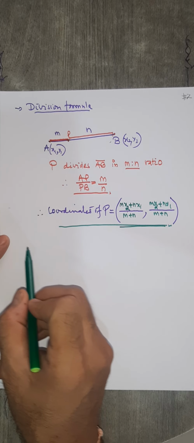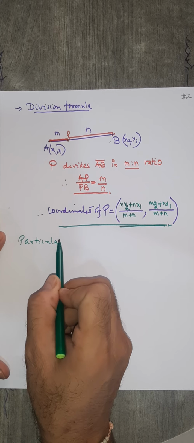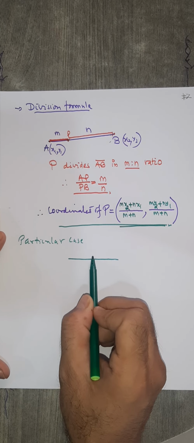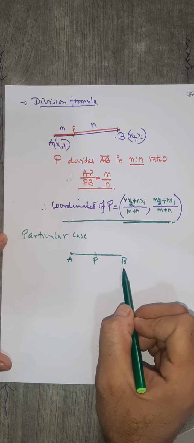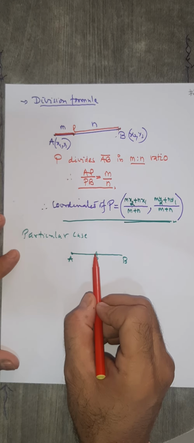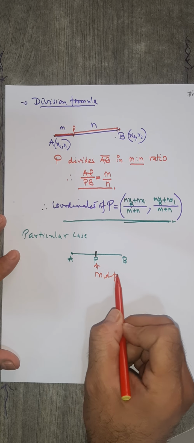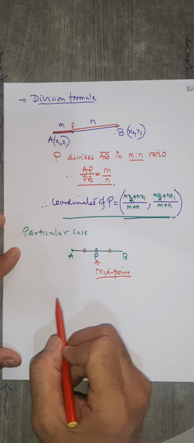Okay, now as a particular case, you can take point P exactly in the middle of the line segment AB. So here this becomes the midpoint. It is exactly in the middle of line segment AB, so this one and this one both are the same.